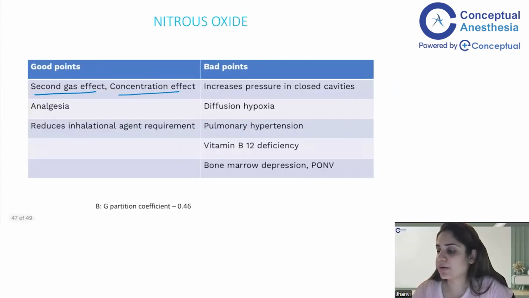Okay. Now in the next class, we will be discussing nitrous oxide, xenon, and some of the older agents like ether, chloroform, cyclopropane. Why did we stop using them? And also we will be discussing halothane hepatitis in detail.